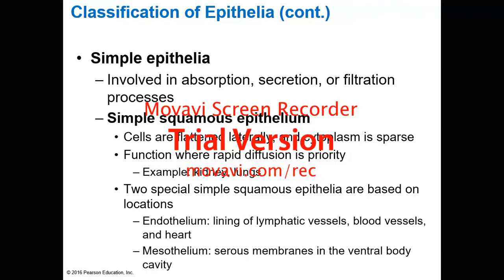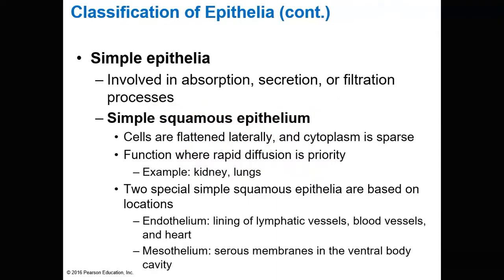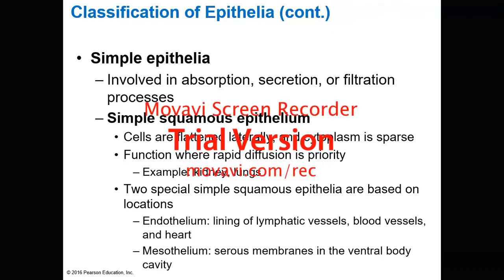Again, endothelium is the lining of lymphatic vessels and blood vessels in the heart, and then the mesothelium is going to be the serous membranes. Those serous membranes line the ventral body cavities.